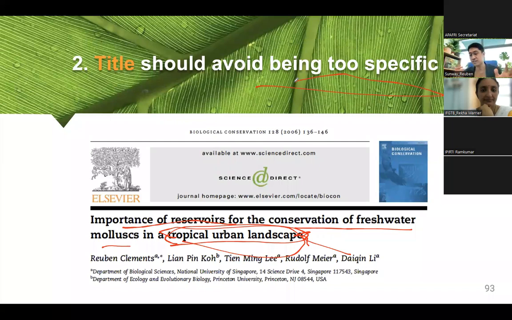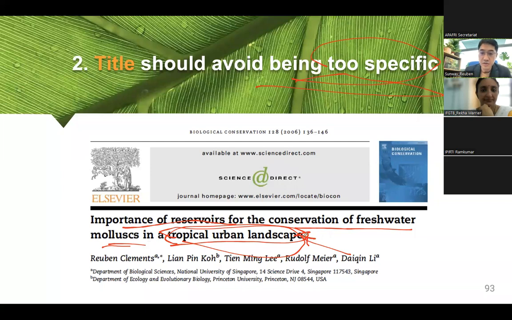So you're not lying here. You're not deceiving. In the article itself, you mentioned Singapore, but as a title itself, you need to try to be as vague as possible, but not too vague. But you have to avoid being too specific, because then it loses its catchiness. So this is something that you want to consider when you write titles in the future.